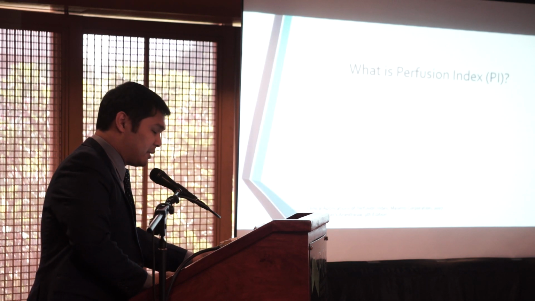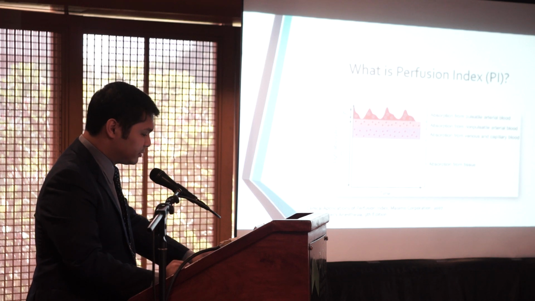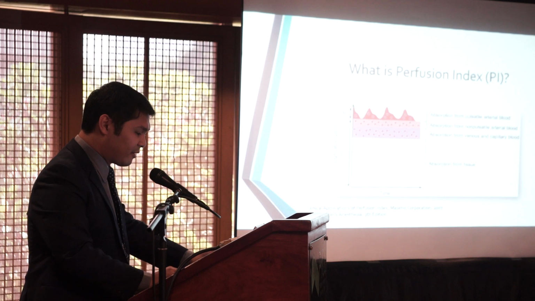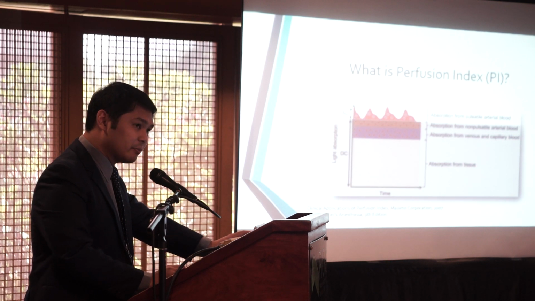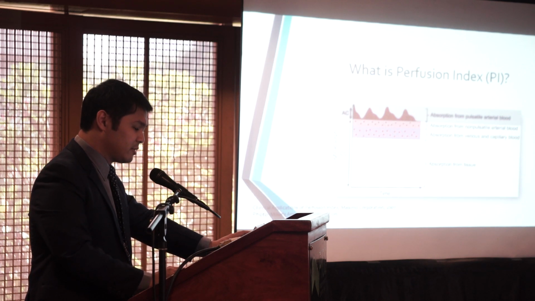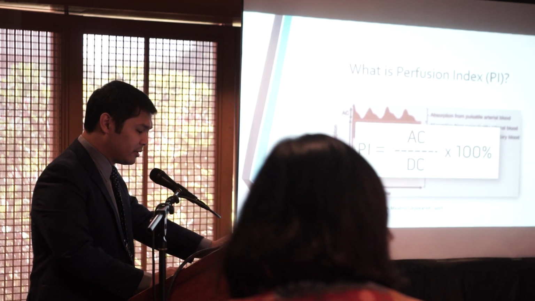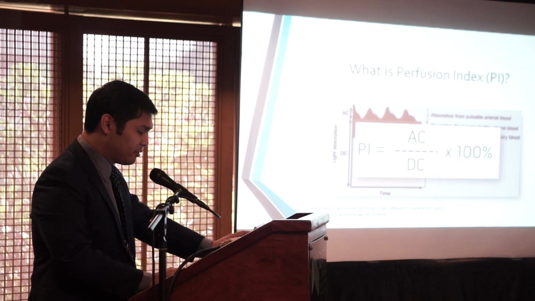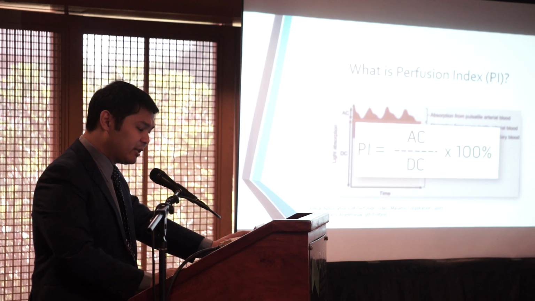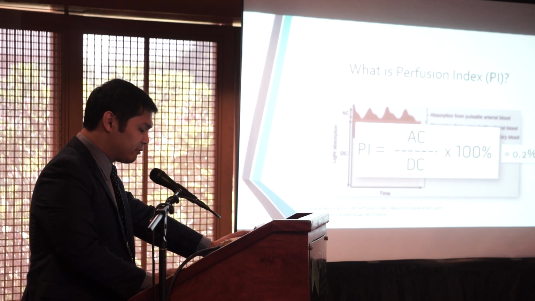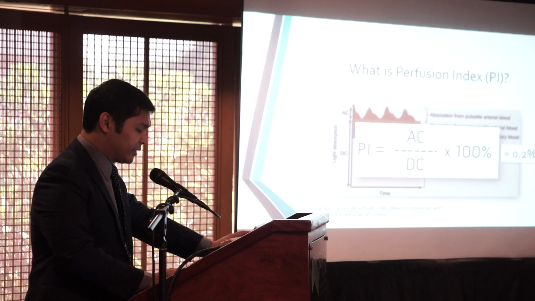So what is perfusion index? The signal from the pulse oximeter waveform or the plethysmograph is derived from the AC, or variable or pulsatile component, and the DC, or constant or non-pulsatile components of tissue blood flow. Perfusion index can be computed by dividing the AC by the DC and multiplying by 100. Perfusion index is expressed in percent and ranges from 0.2 to 20%.